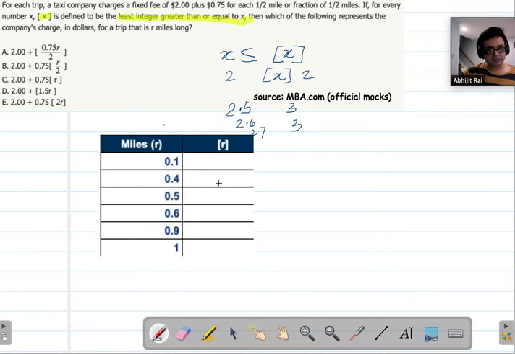So let's look at the case here, right? And I'm going to do something very similar in the other table, but all of these numbers are between 0 and 1. So 0.1, least integer greater than 0.1 is 1. Least integer greater than 0.4 is 1, 0.5 is 1, 0.6 is 1, 0.9 is 1, and greater than or equal to 1 would be 1 also. So for this row, least integer of R is 1. Okay. Now let's put this in our table that we had previously and see how our answers are impacted.